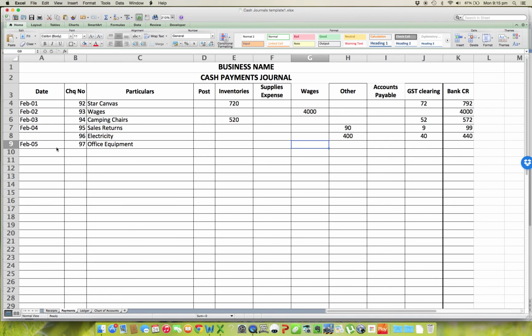We haven't got an account across the top for office equipment, so it'll go into our other column. So remember, it's net, so we need to add the GST onto that. So 10% of $1,340 is $134, which means the total of those two go into the bank column, which is $1,474.